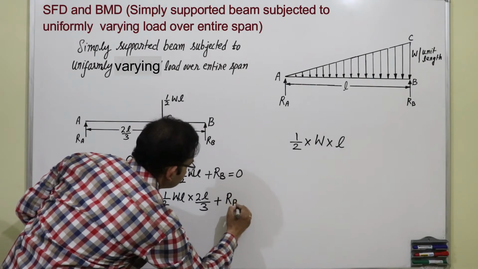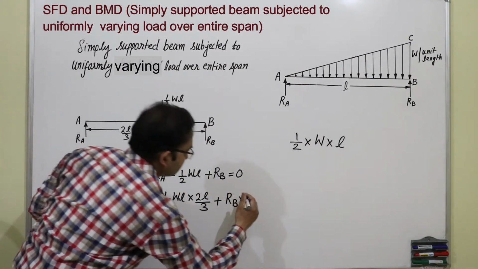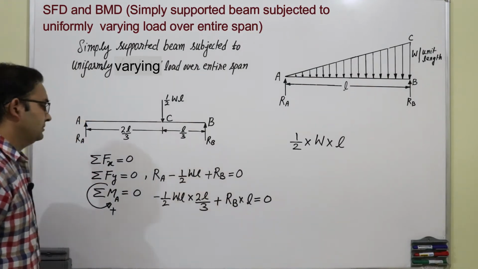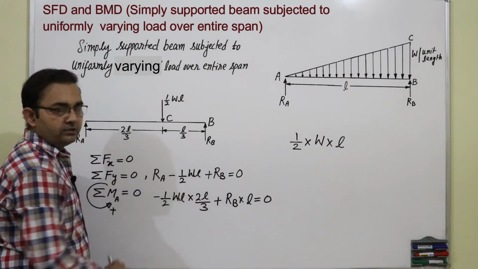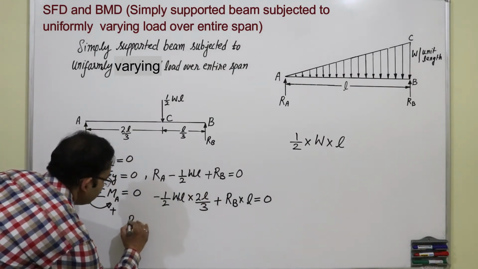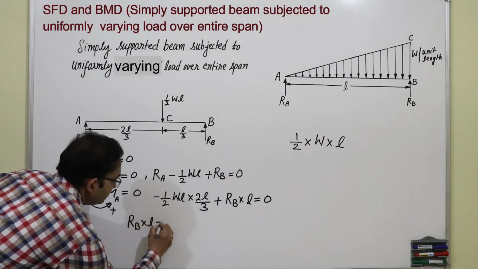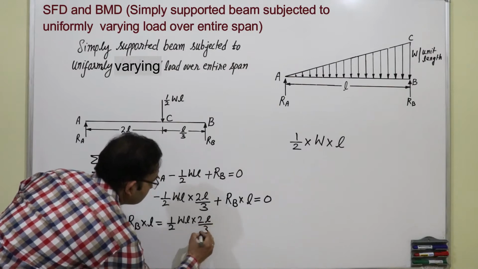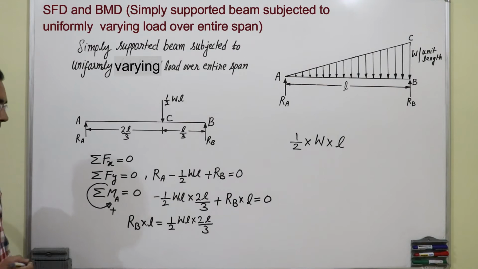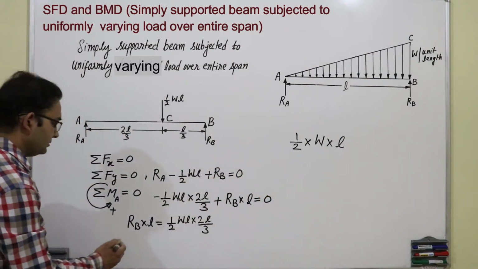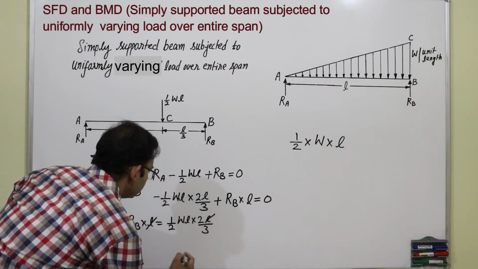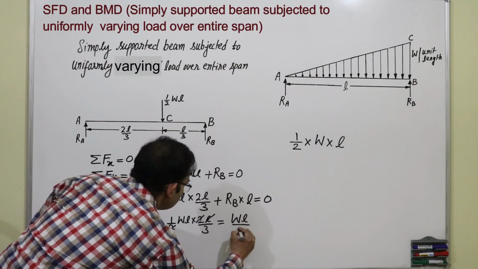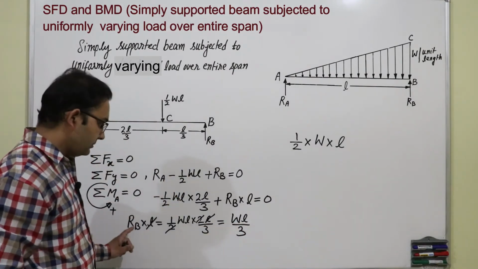Force is Rb into distance L, and the sum of moments should be equal to 0. From this equation we can find Rb. Rb into L equals half WL into 2L upon 3. This comes to this side. So we will cancel L, and 2 and 2 cancel. So Rb is WL by 3.